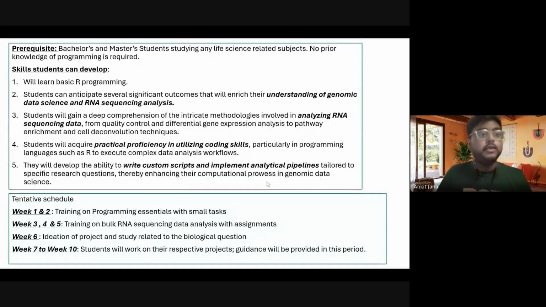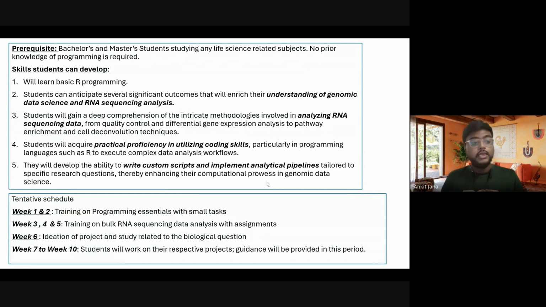Okay. So what I was talking about is, what are the skills students can develop by doing these projects? Basically, they will learn basic R programming, and students can anticipate several significant outcomes that will enrich their understanding of genomic data science and bulk RNA-seq data analysis. Students will gain a deep comprehension of the intricate methodologies involved in analyzing bulk RNA-seq data. They will start from quality control, and then do differential gene expression analysis, pathway enrichment and cell deconvolution techniques. Students will also acquire practical proficiency in coding, particularly in programming languages such as R, to execute complex data analysis workflows. Additionally, they will develop their ability to write custom scripts and implement analytical pipelines tailored to specific research questions, thereby enhancing their computational prowess in genomic data science.